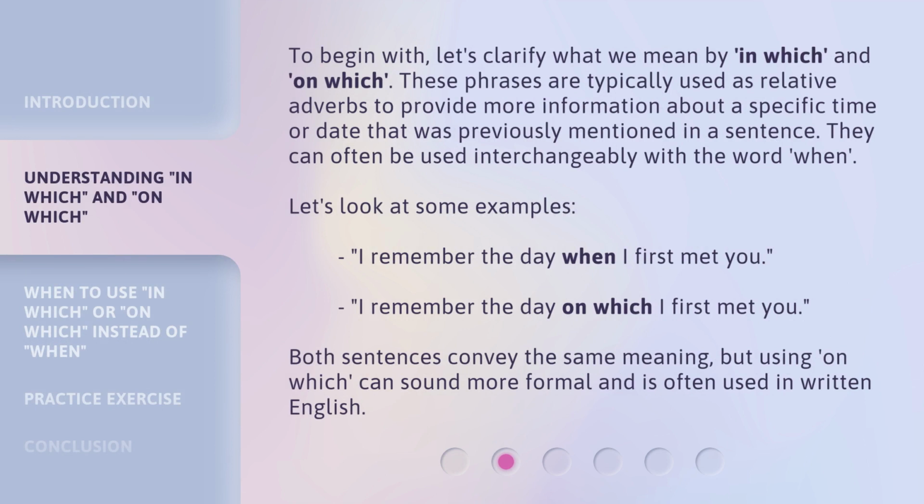To begin with, let's clarify what we mean by in which and on which. These phrases are typically used as relative adverbs to provide more information about a specific time or date that was previously mentioned in a sentence. They can often be used interchangeably with the word when. Let's look at some examples.